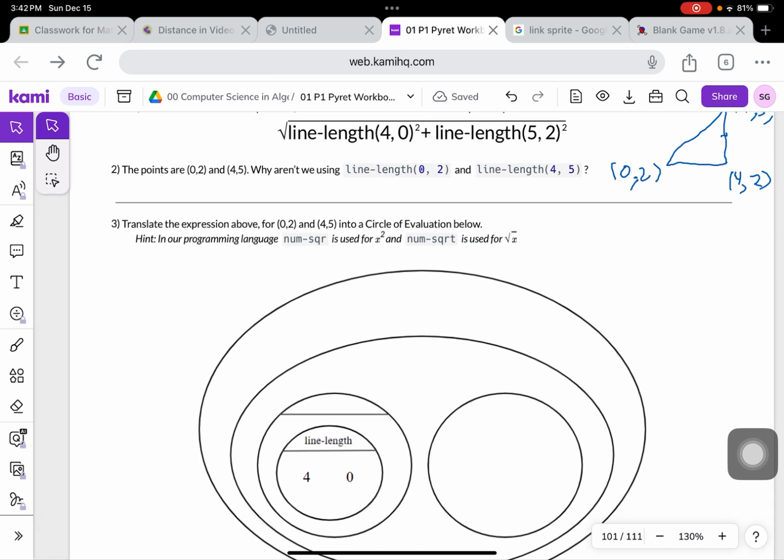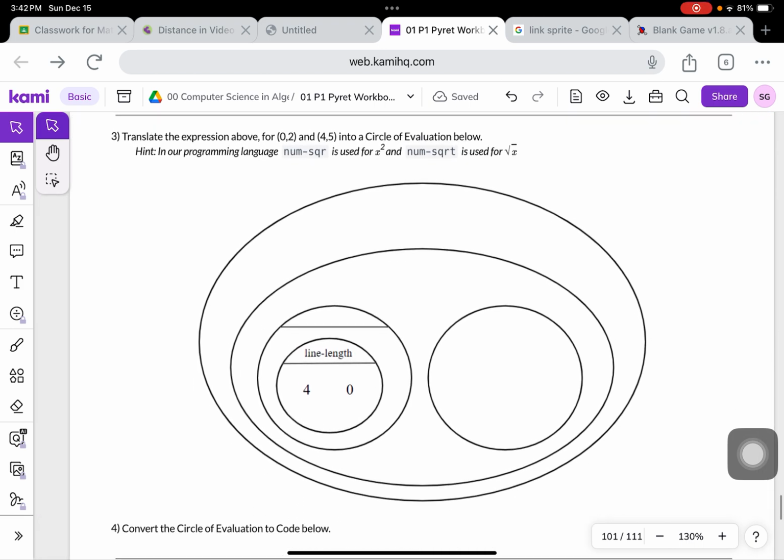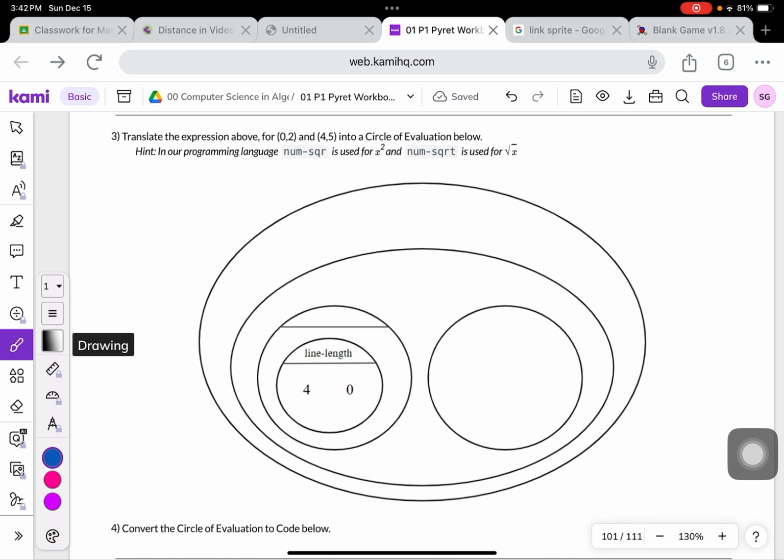Okay, so now you could do line length, or you can do the subtraction. So you can also do subtraction. So we're doing 0 and 2 and 4 and 5. So the y coordinate 2 and 5. So you do 2 and 5. And then you want to num square it.